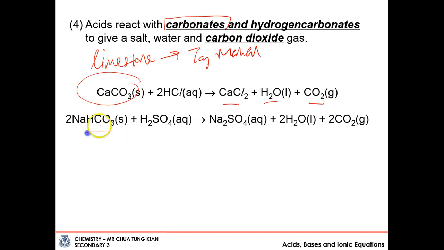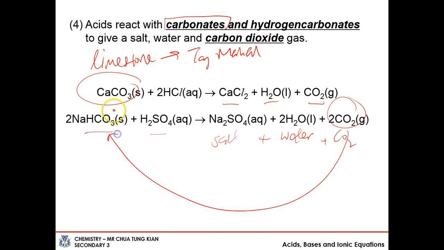For hydrogen carbonates, it's the same thing. So hydrogen carbonates with acid also gives us a salt, water, and carbon dioxide. So the carbon dioxide comes from the hydrogen carbonate or the carbonate portion.